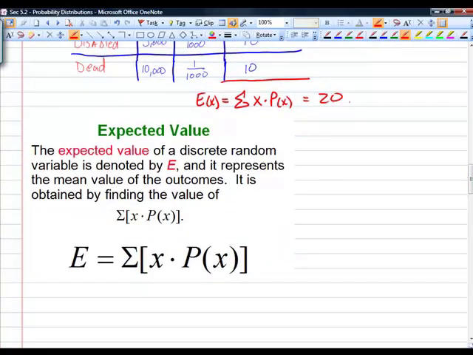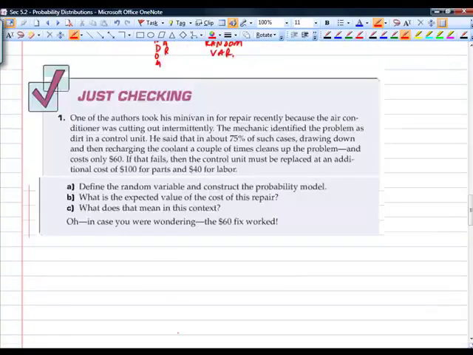So what we just saw, this 20 is actually the expected value, and how we come up with this is we take the sum of x, our random variable, times p of x, the probability of that random variable. So this is a formula. You might want to add this to your formula sheet, your list of formulas that you're accumulating. Now let's see if we can get an idea of what's going on.